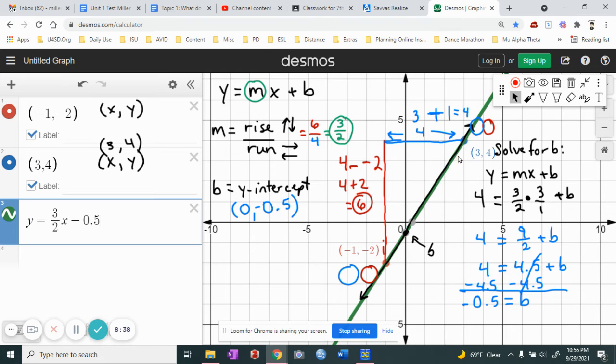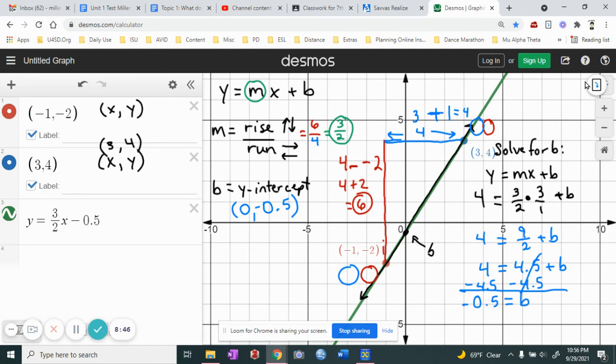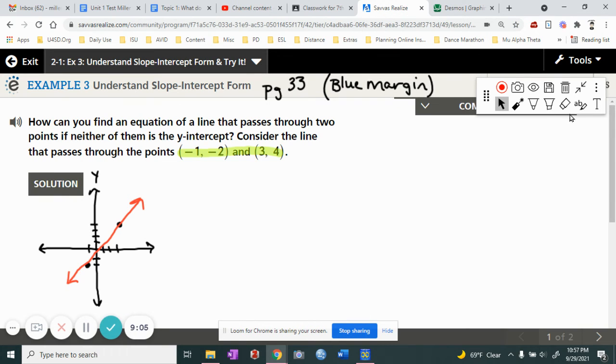Do you see that green line and how it goes through both of those original points? And that black line that I had drawn, this green line and that black line are the same. This is my equation. It goes through both points and it's looking pretty good. Okay, so that's our process. Let's take a look at this.